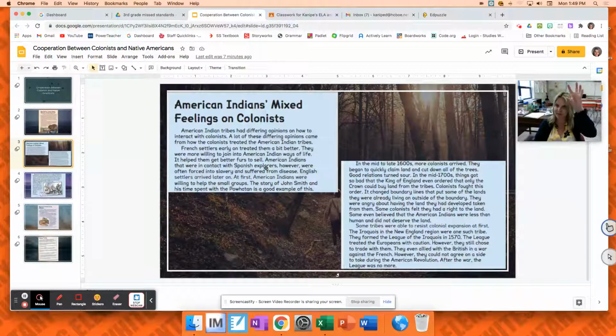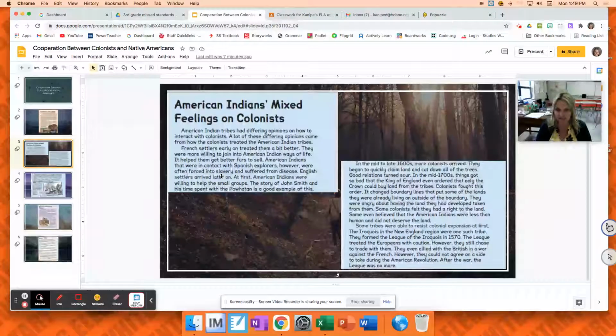See, that's from Spain. Those were from France. These are from Spain. However, they were forced into slavery and suffered from disease. Well, if someone's going to make you their slave and pass on the diseases they bring over from Europe, you're not going to have a friendly attitude towards them. So the natives did like the French, but they did not like the Spanish.